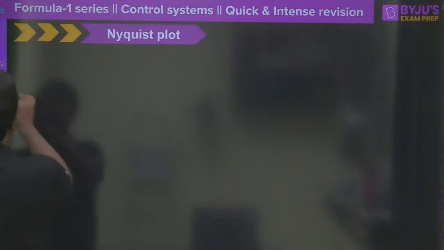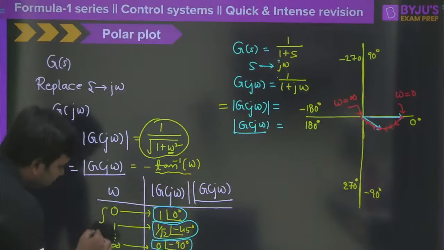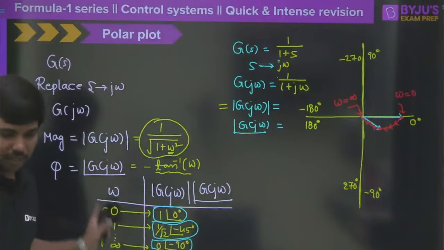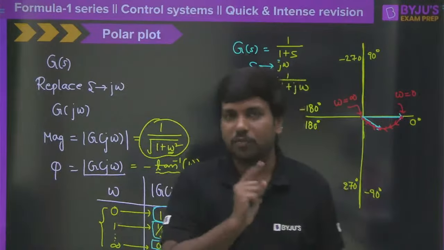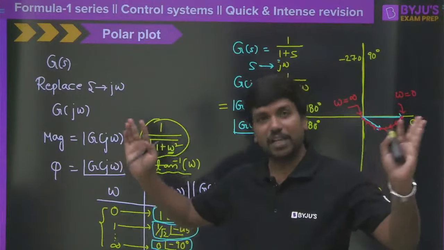Now, let me tell you the Nyquist plot story. Here you can see we are changing omega from 0 to infinity. Correct? And even physically that is possible. Physically we can change the value of omega from 0 to infinity, because 0 is considered as the lowest frequency, infinity is considered as the highest frequency.